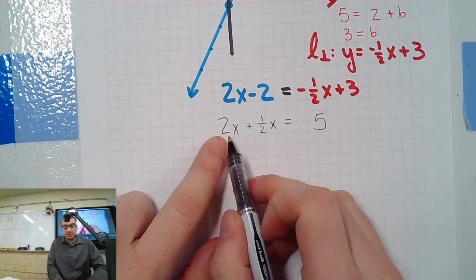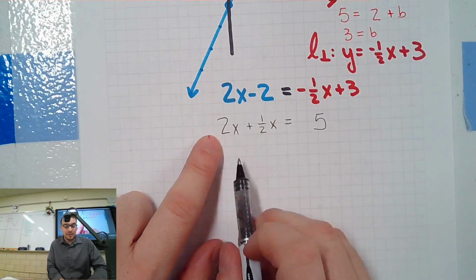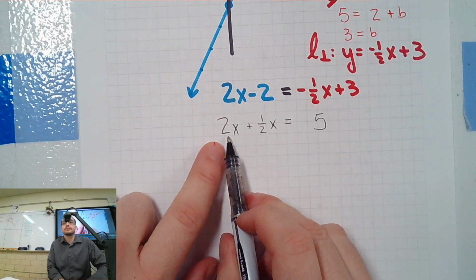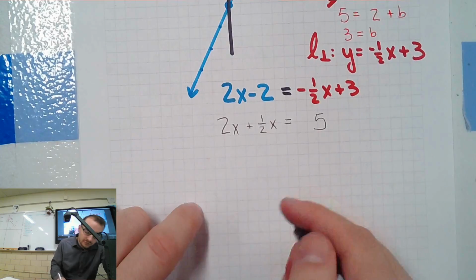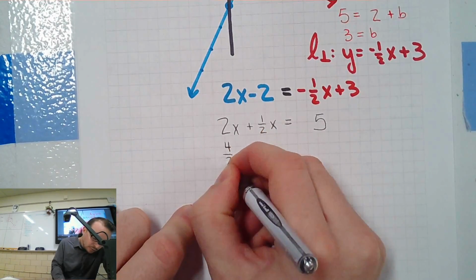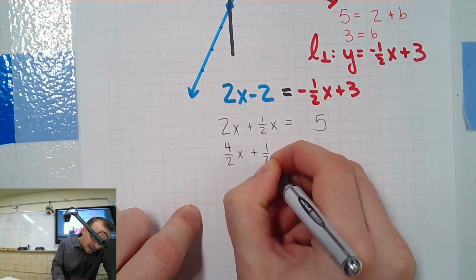We need to ask ourselves how we get common denominators. In other words, how many halves are in the number 2? How many halves are in the number 2? 4, right? And you can check that. When you write that down, 4 halves.